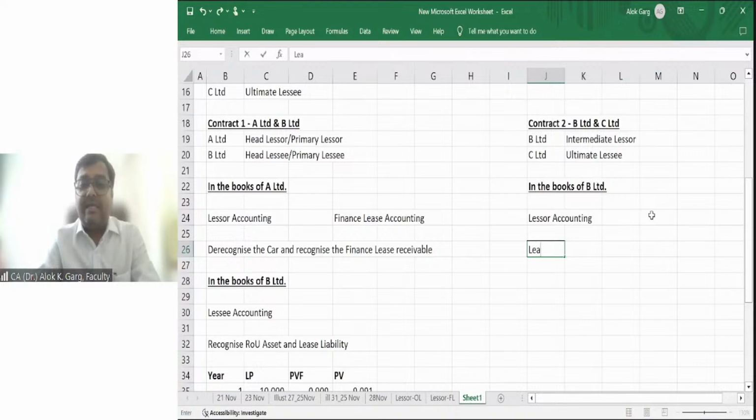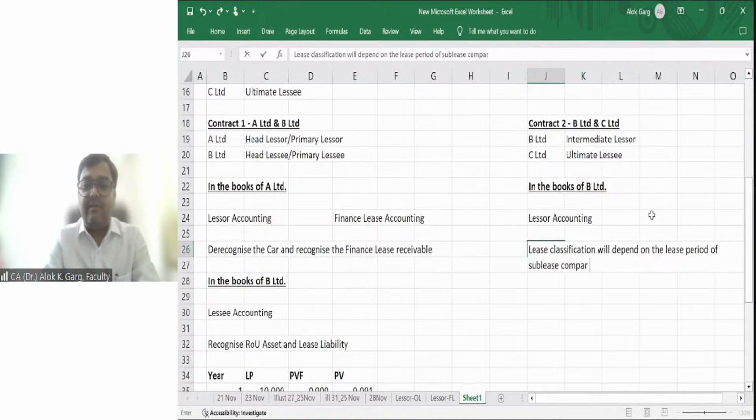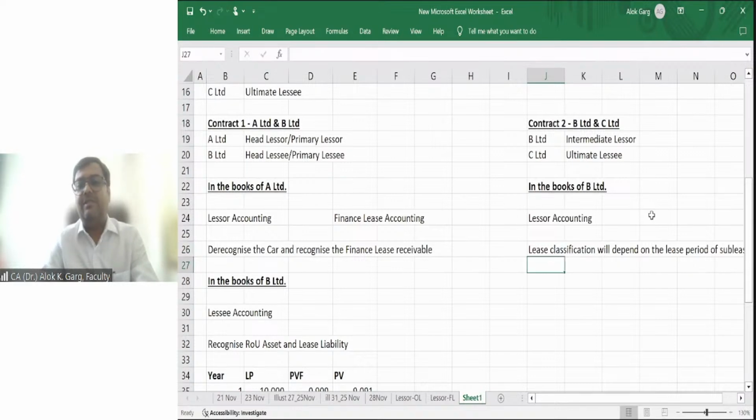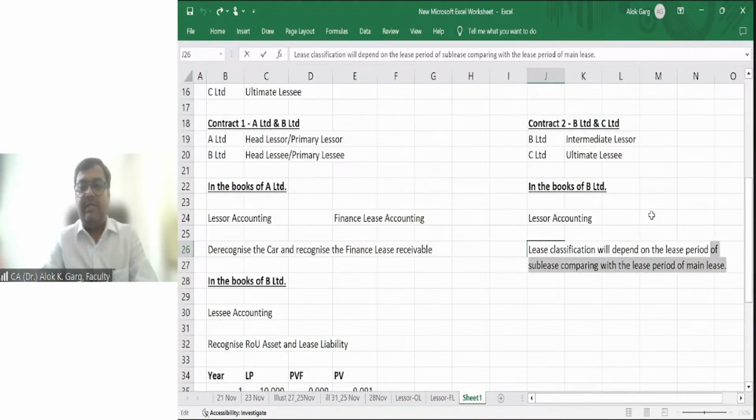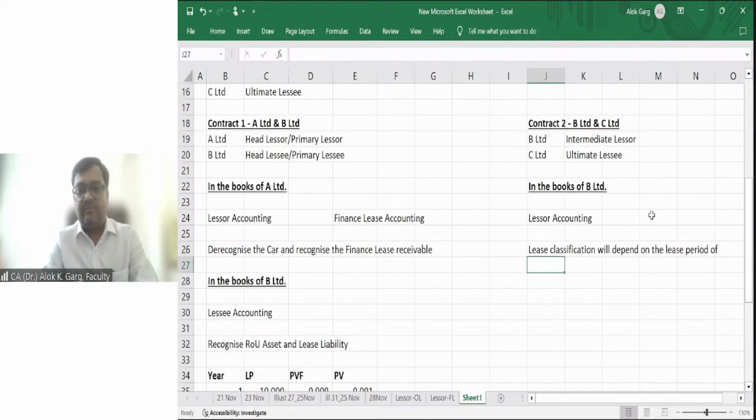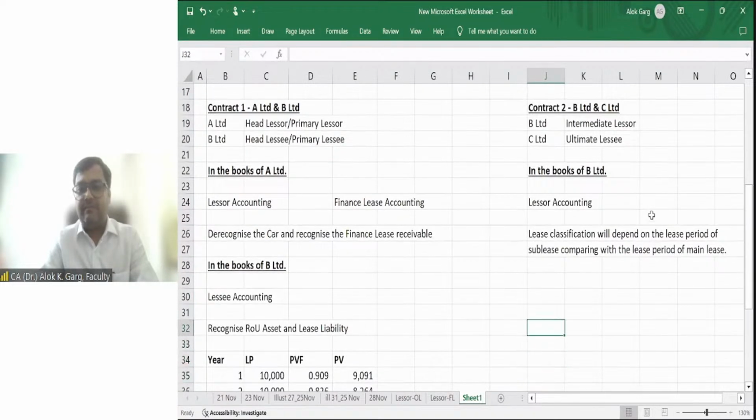In this case, the lease classification will depend on the lease period of the sublease comparing with the lease period of the main lease, right? Comparing with the lease period of the main lease. Clear?